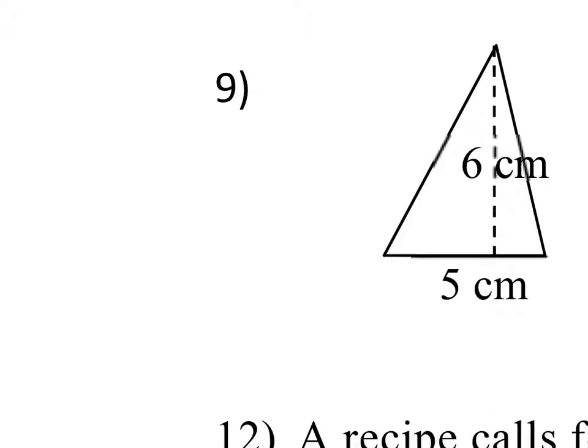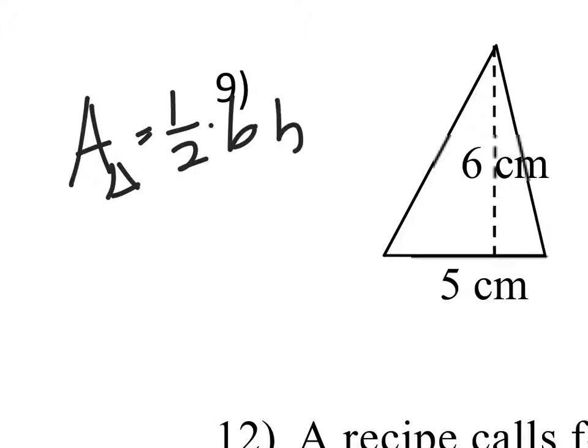Let's take a look at our equation again. The area of a triangle is 1/2 times the base times the height. And right here we can see that the base is going to be this line because it's 90 degrees with this line right here. So I'm going to replace the base with that 5 centimeters. And I'll replace the height with that 6 centimeters.